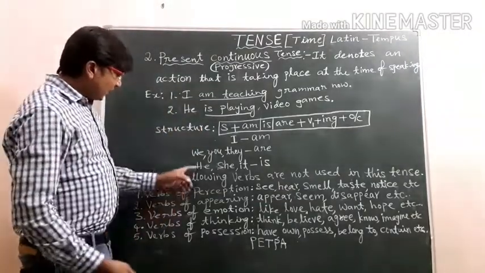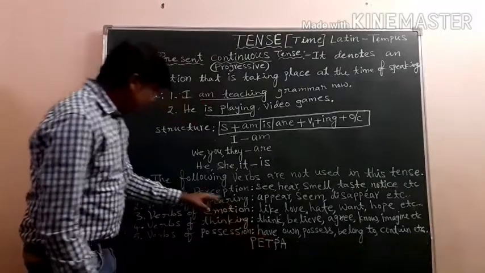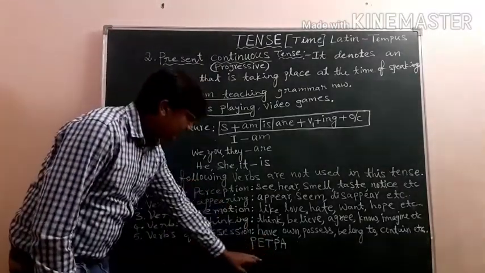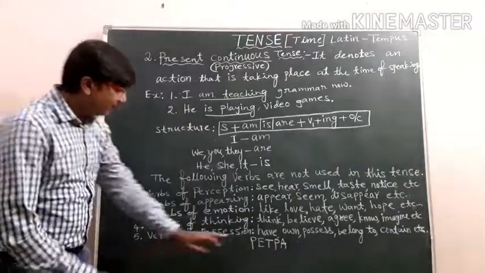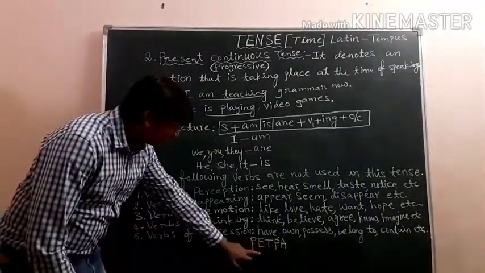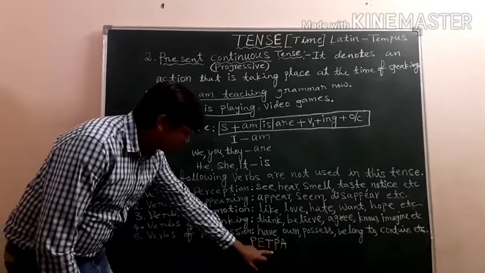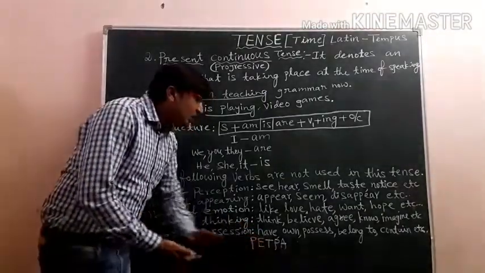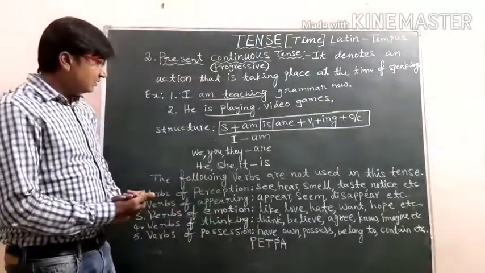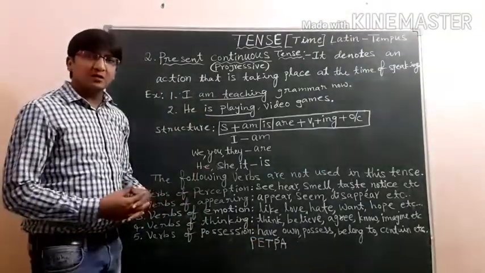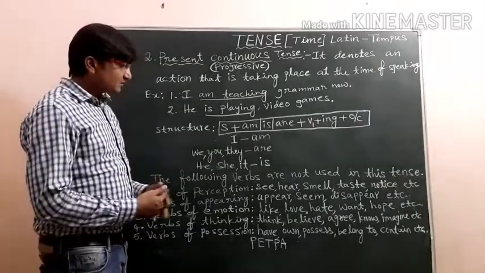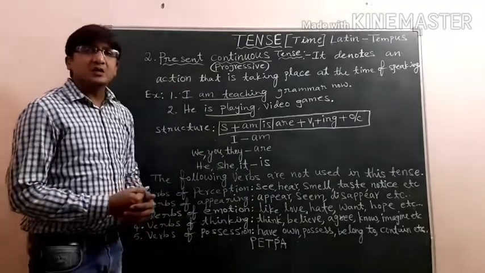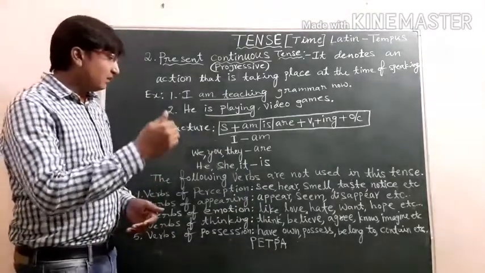So here I have made an acronym by using all these 5 verbs. The starting letters: PETPA. P is perception, emotion, thinking, possession, and A is appearing. Remember PETPA. These verbs we should not use in progressive tense, and whenever we are supposed to use these verbs, we have to use the simple present tense.